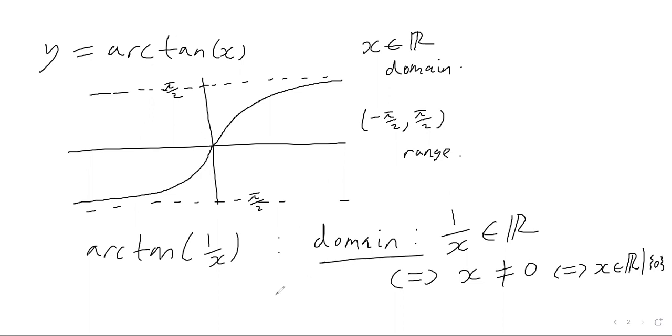And then the range doesn't change. The range just remains the same because the arctan function has a range of minus pi over 2 up to pi over 2. That just stays the same regardless of the variable that we put into the function. Okay, so that's the domain and range analysis done. That should help us out later on in the video. So let's get on and differentiate this function then.